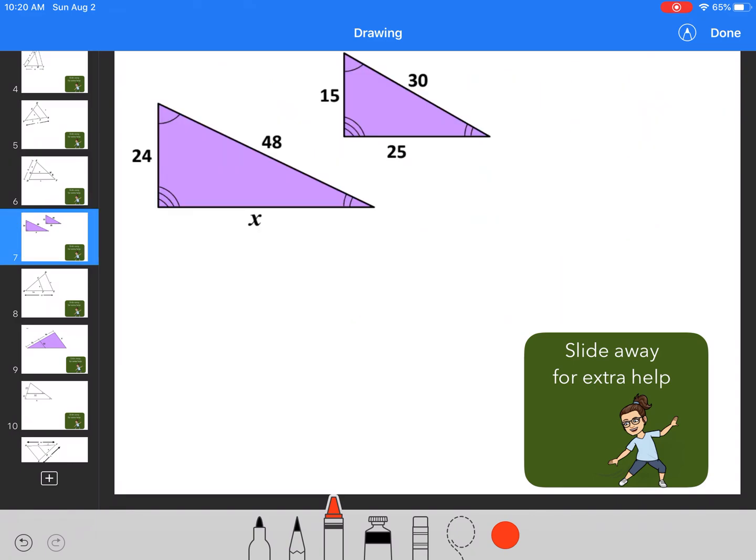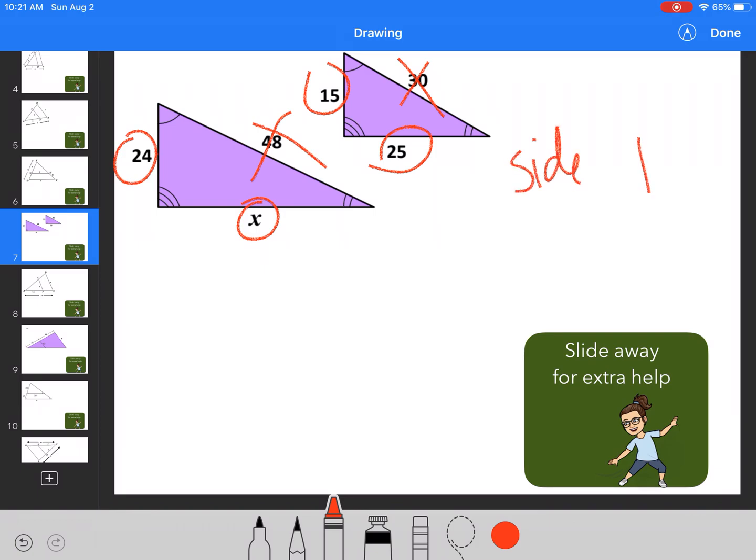Okay, so now I've got my scale drawing. I'm only going to compare two sides. I have to use the side with the x that corresponds. And I'm also going to use these two sides. I'm going to mark these out. I could use them if I wanted to. I'm just choosing not to use them. Okay, so I'm going to match the side and the bottom.